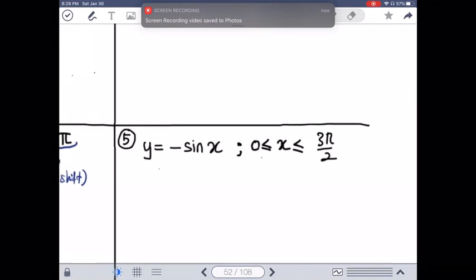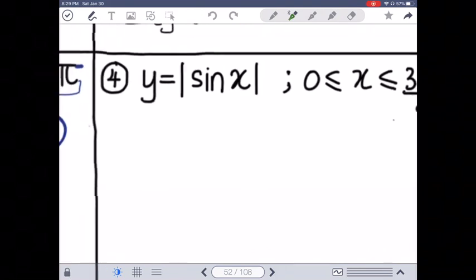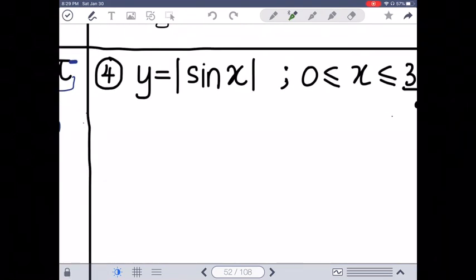Now let's have a look at the next example. y equals modulus sine x. Modulus means that you have to reflect the negative part of the graph to become positive. For every negative part of the graph, it will be reflected to the positive side.